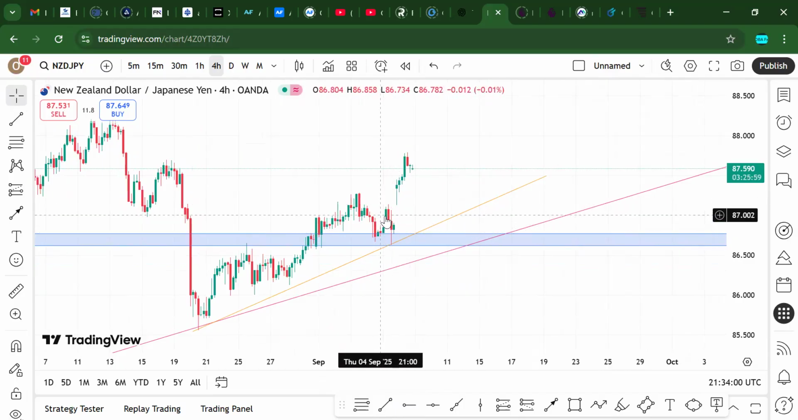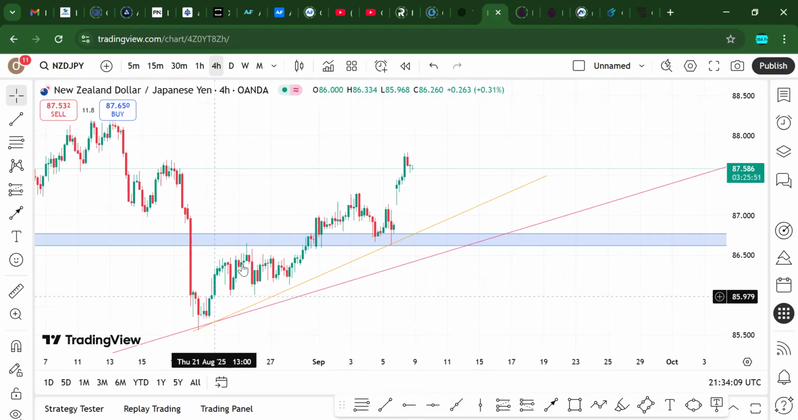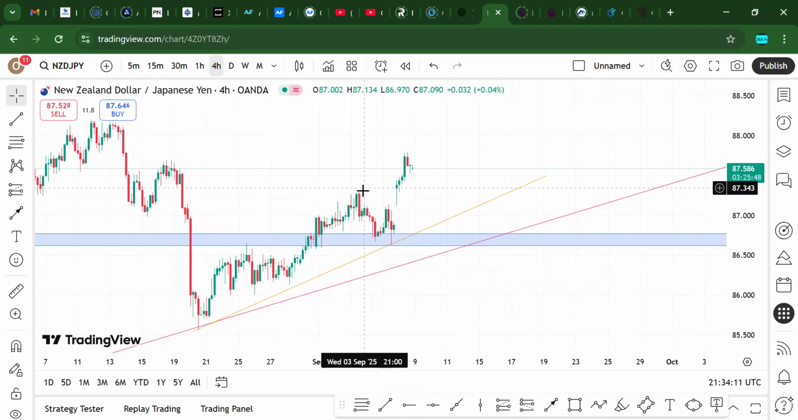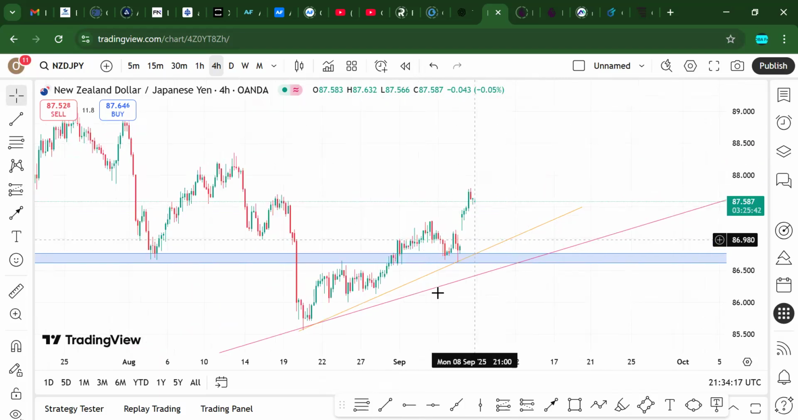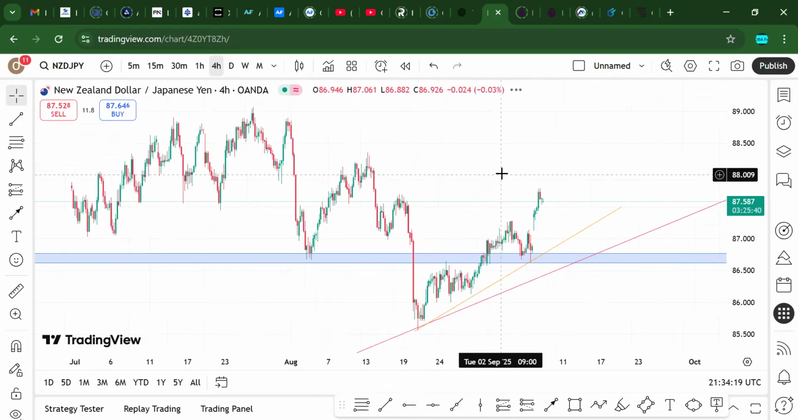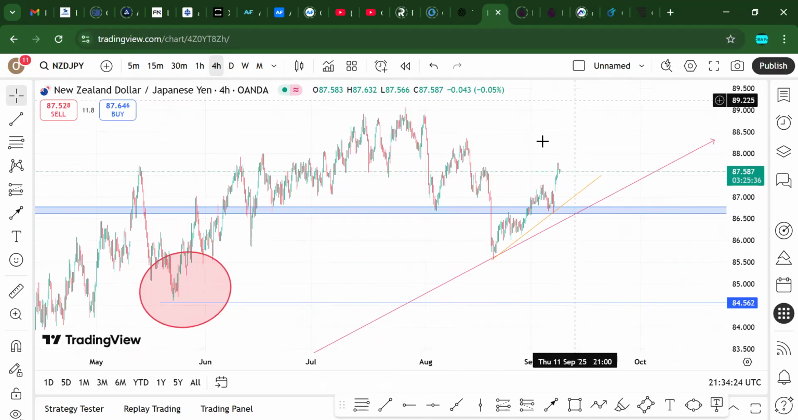We could have easily taken our trade from this base, from this support, but because the market has moved quite upwards, we can see it's already creating higher high, higher low, higher high, higher low. The market has currently made a new high on the H4 time frame. If you look at this, the market still has a whole lot of space to head upwards.